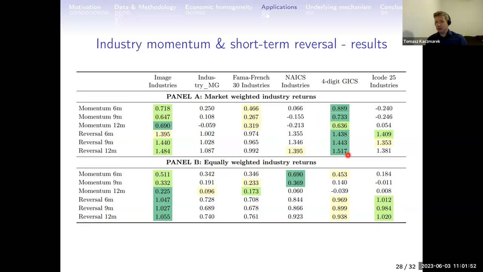With the value weighted returns, in fact, global industry classification is better. But what we find interesting is that no matter what kind of specification we take, image generates really robust results. And in terms of the global industry classification, the results are really good for the market weights. But in fact, when we take the equally weighted portfolios, then the results are much worse.